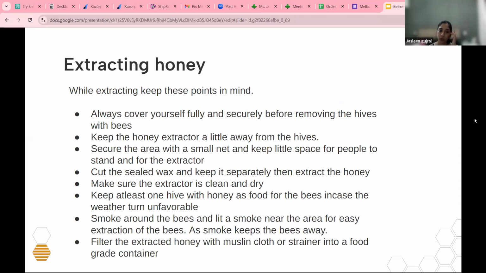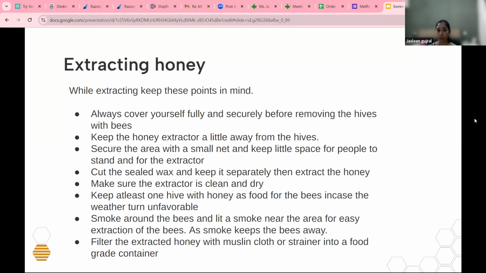So next we come to extracting honey. Extracting honey is a very important part of beekeeping, where you have to make sure that all the important points are kept in mind and that you extract the honey to the fullest. I'll be sharing a few points. Extracting honey during the honey season is most important because bees are very active during that time, as nectar and pollen are widely available for them. So they are continuously moving out and coming back in.